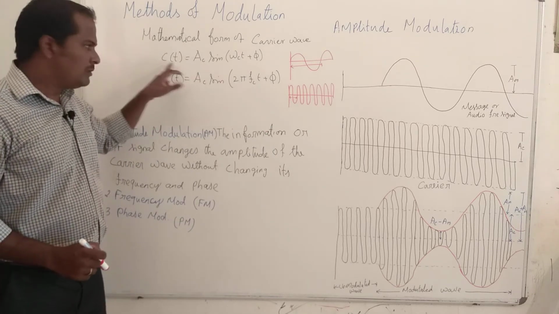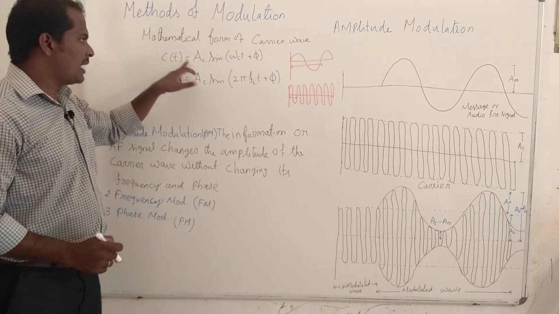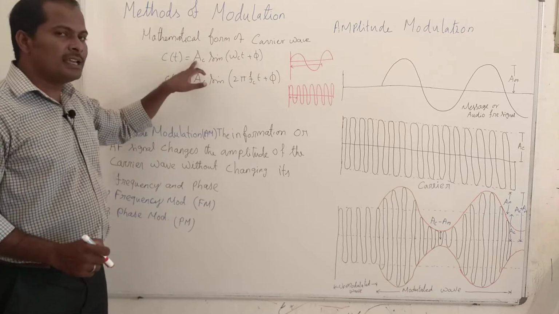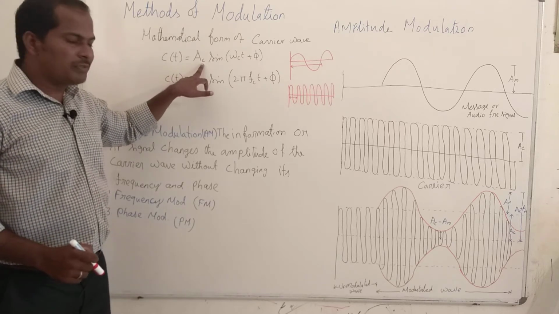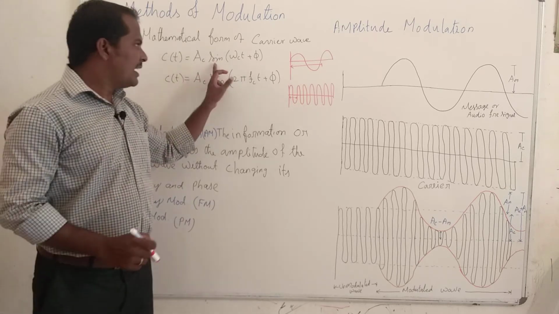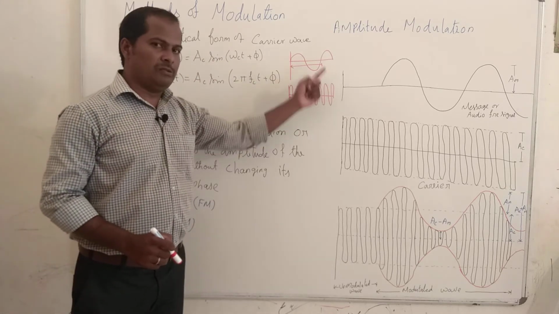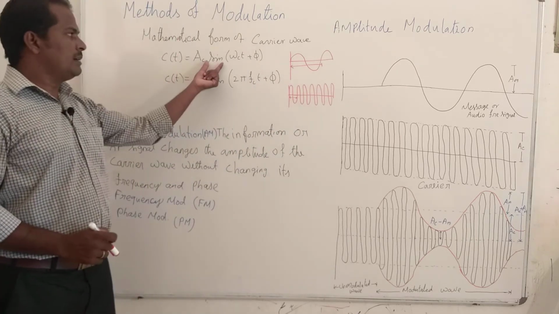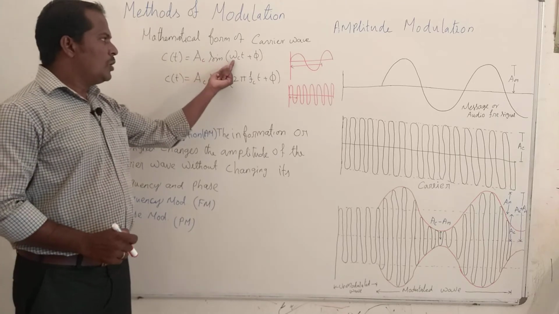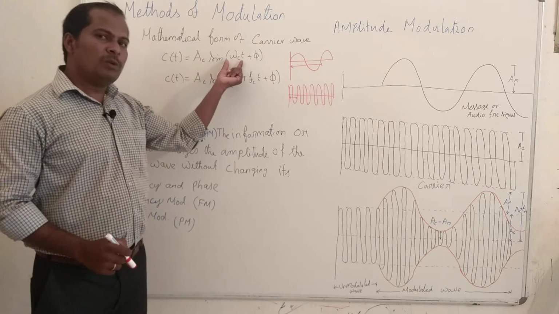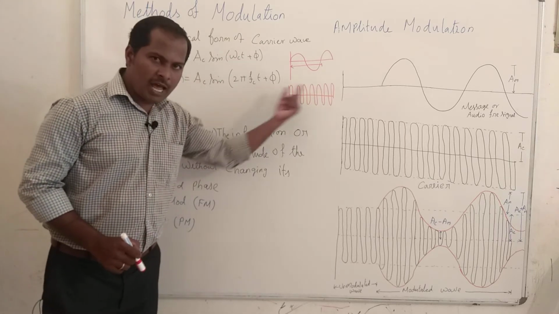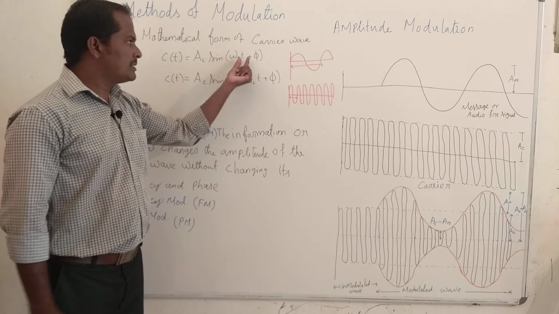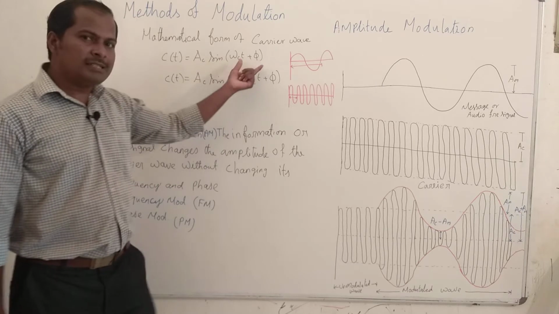With time, its value changes. The carrier wave in terms of time is equal to Ac, which is the amplitude of the carrier wave, into sine, since it is a sine wave. Sine of omega c into t. Omega c is the angular frequency. This wave has a certain frequency, and that frequency is converted to angular frequency. So the angular frequency omega c into t plus phi, where phi is the phase.